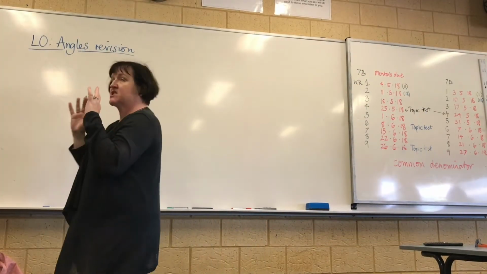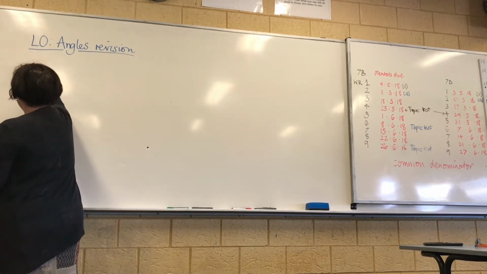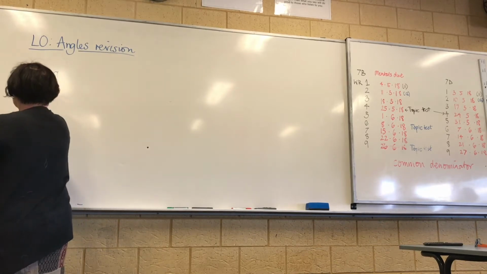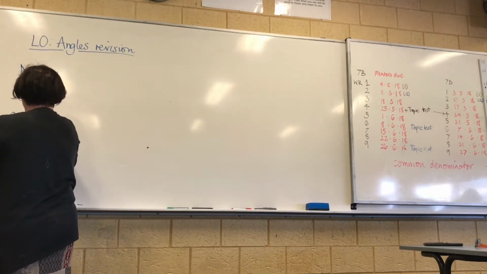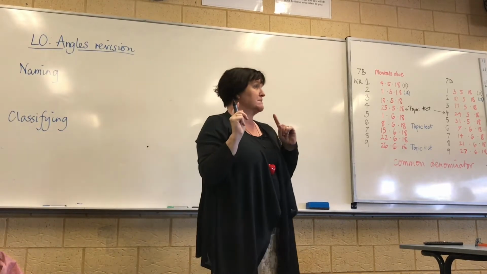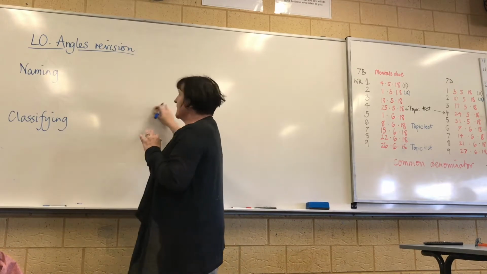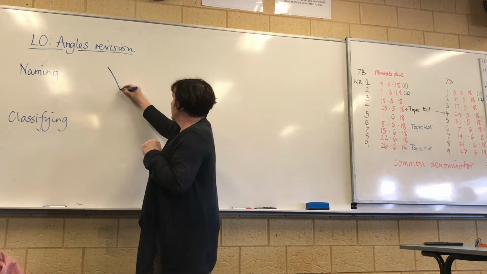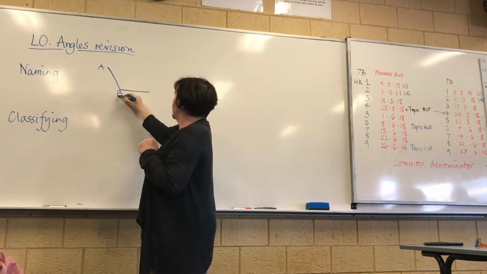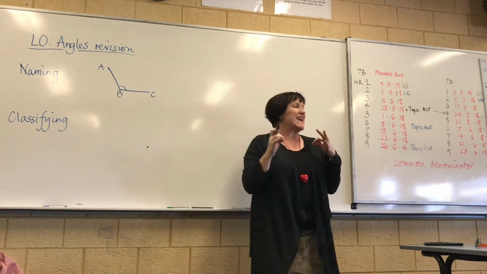Okay, so we're going to start with types of angles, okay? We have two different things that we do. We have to do naming angles and classifying angles. And often students get those two things mixed up, okay? So naming an angle, if you've got an angle like this, A, B, and C, and there's your angle there, how would I name that angle?